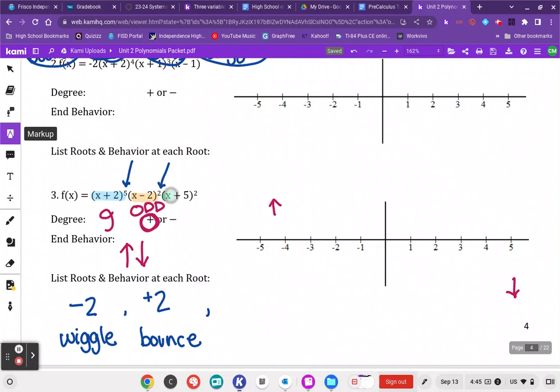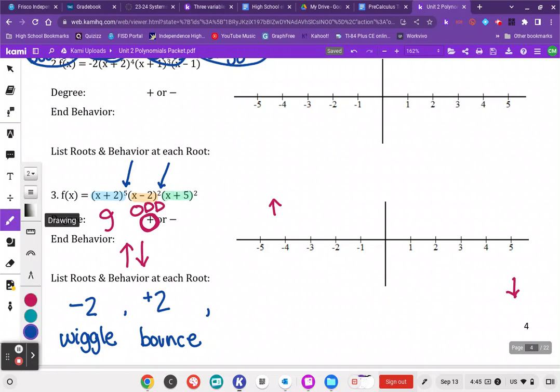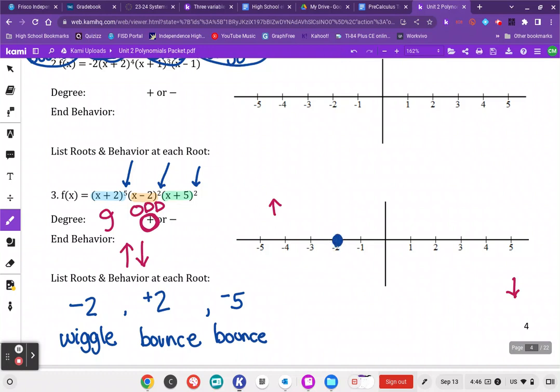And x plus 5 is the factor. So -5 is the root. The exponent is 2, so at -5, we're going to bounce. Let's go over to the graph and plot each of these points. So when you plot the points, there needs to be a big circle that's colored in at each of the roots. So it's very obvious where those roots are located.